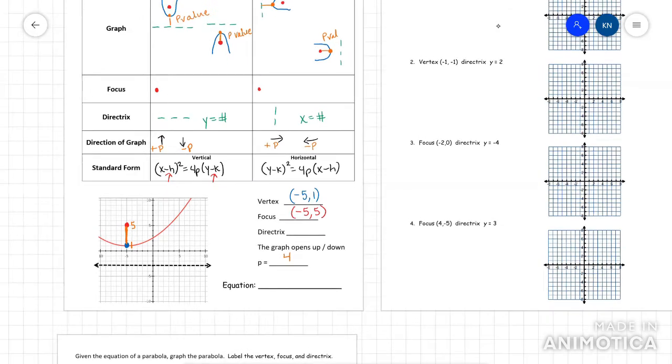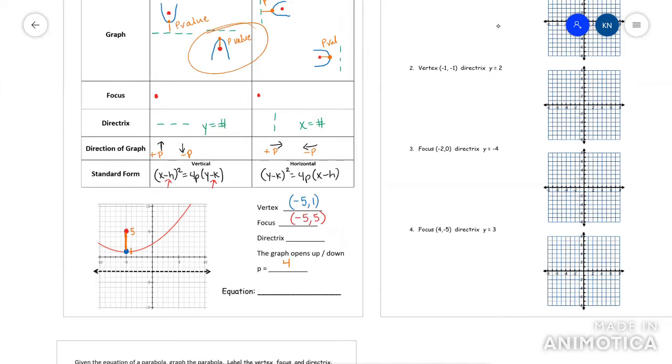But if you look back to the first thing I was talking about, when your p-value is negative, your focus is going to be below your vertex. So just keep that in mind. And then the directrix: this is a vertical parabola, meaning your directrix is horizontal. It's this line right here. When it's horizontal, it has a y equals equation, and then you just give the y value of this. So that's -3, it looks like.